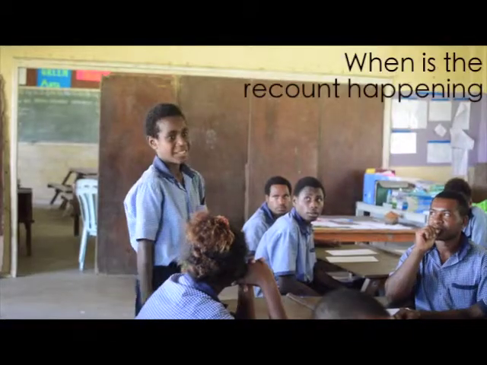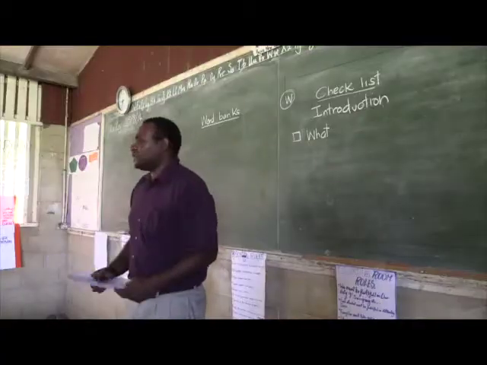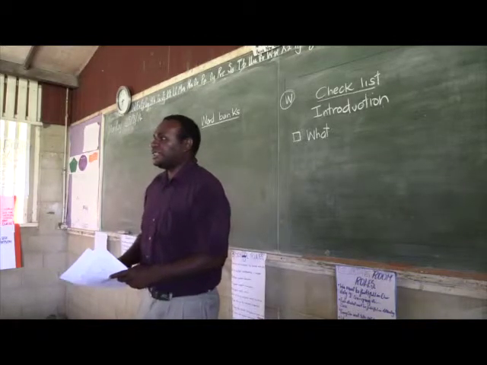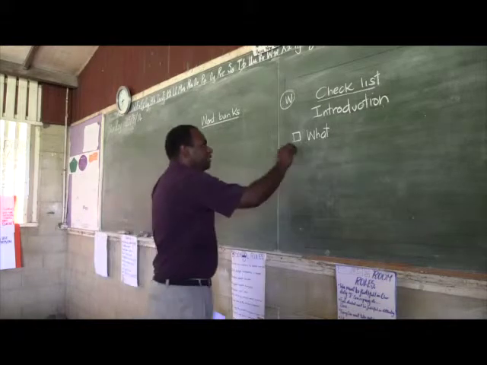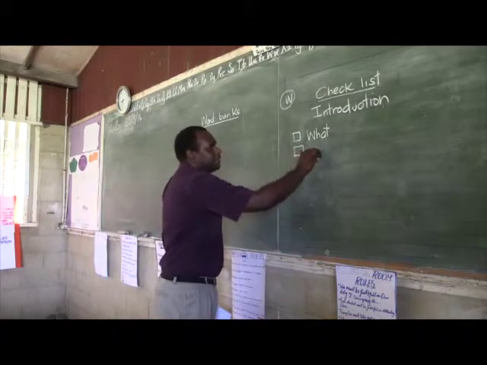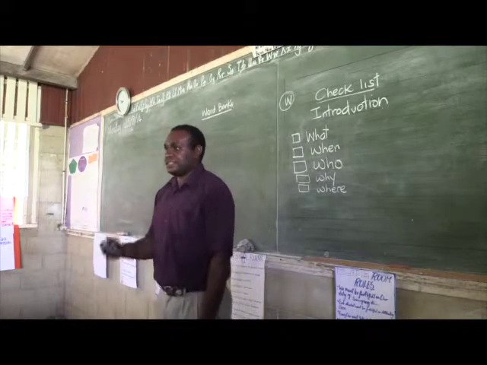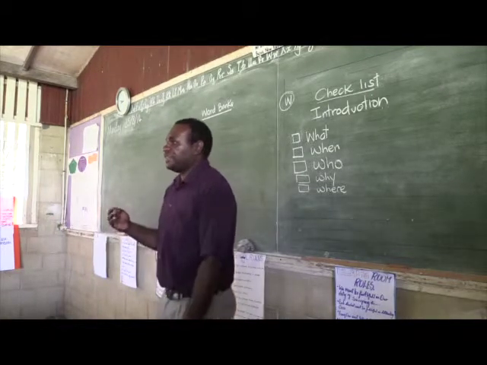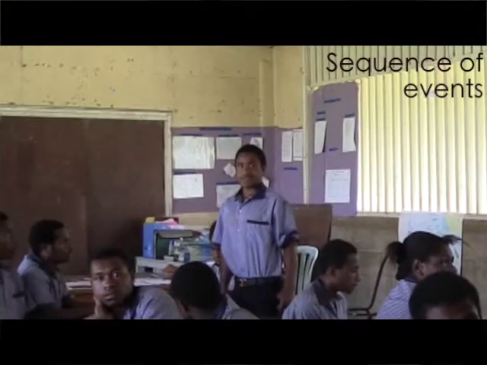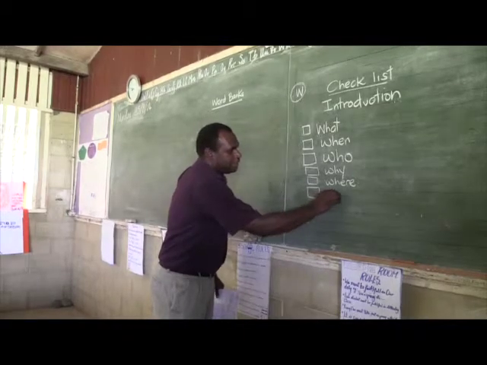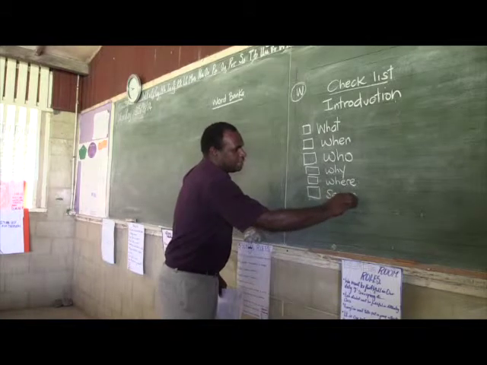What else do we find in this text that also has or should have a W question tag in there? Simeon? When is the recount happening? In the text you will also find there's time mentioned. Is that correct? Yes. So we say the next one would be when. How is the sentence structured after the introduction? We'll have it as part of our checklist.